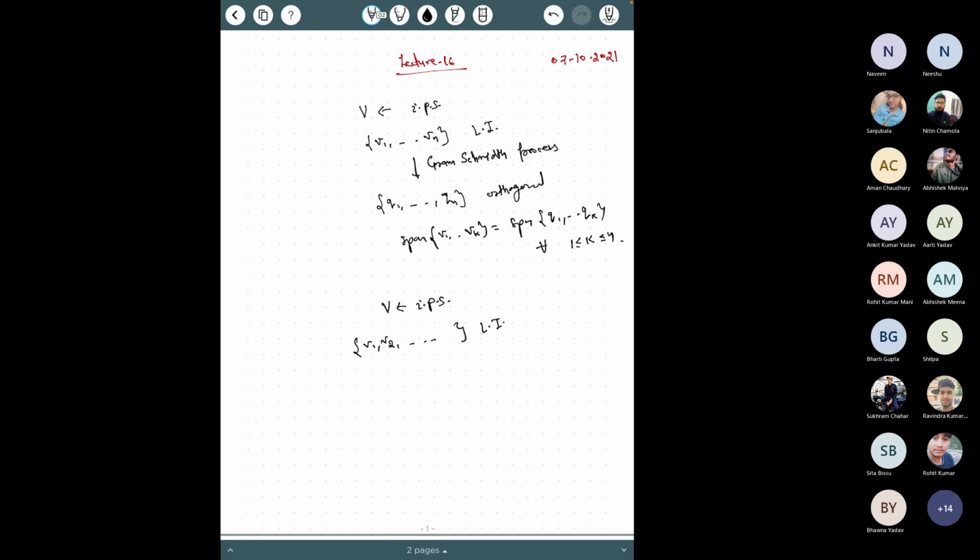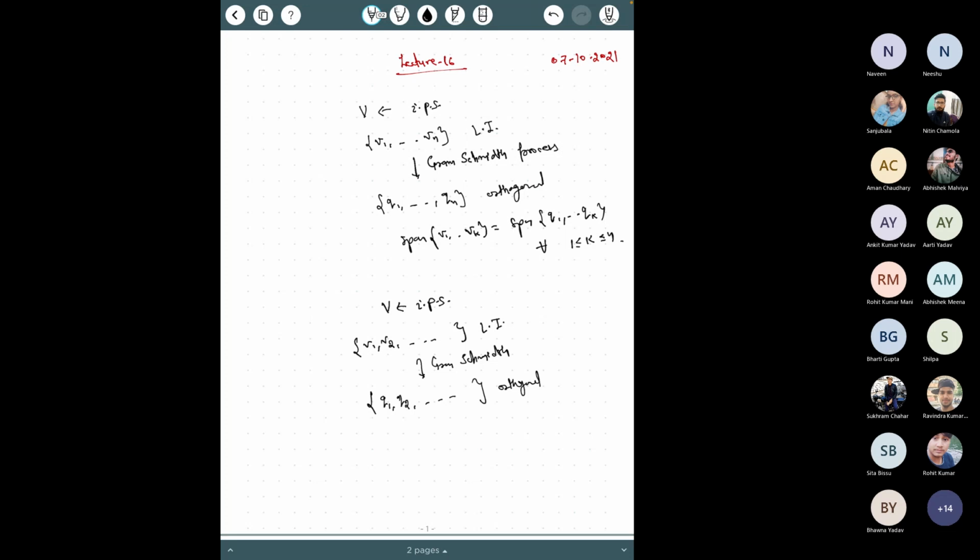Then using Gram-Schmidt again the same way, you can generate a set of vectors q1, q2, and so on, such that these are orthogonal, and similarly they span the same space. This is also true. You can just generalize it, and you can use the induction method to prove this. Okay, so up to this, we had covered in the last lecture.